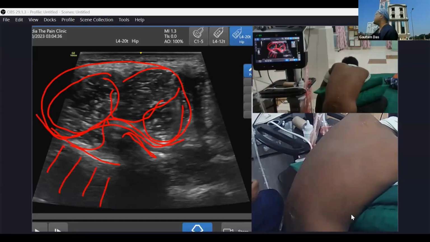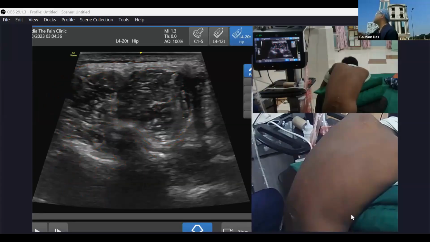So if you wish to do the medial branch block, your needle should come like this, and you inject here, and you can find some pulsations there. That is the blood vessel accompanying the nerve, and this was your mammillo-accessory ligament.